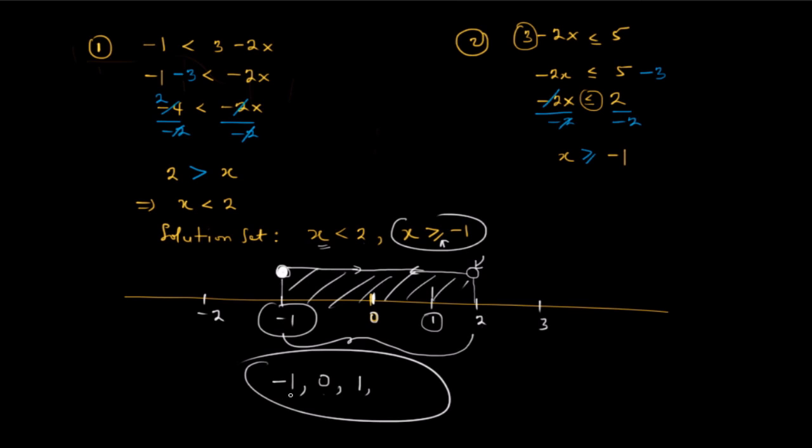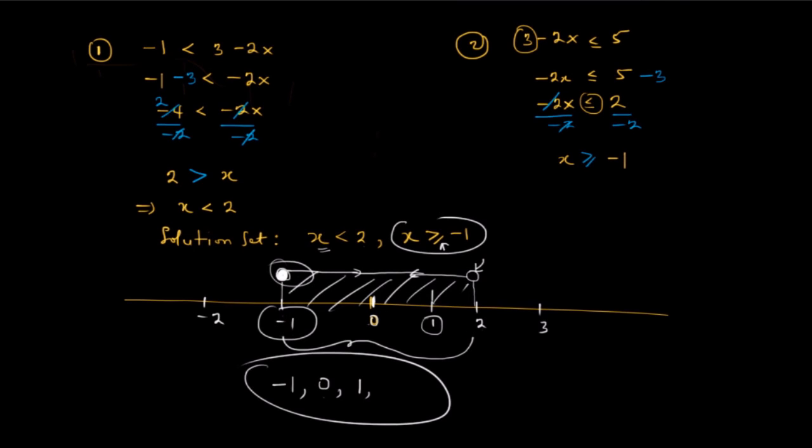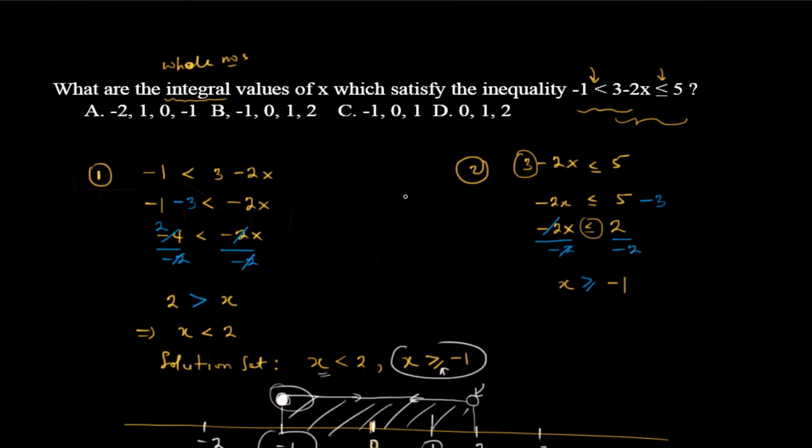Note, it says whole numbers, so it has to be just the whole numbers between -1 and 2, including -1. So -1, 0, 1, which is what you have here. -1, 0, 1. That completes the problem.